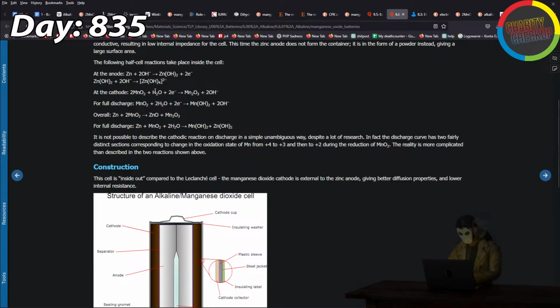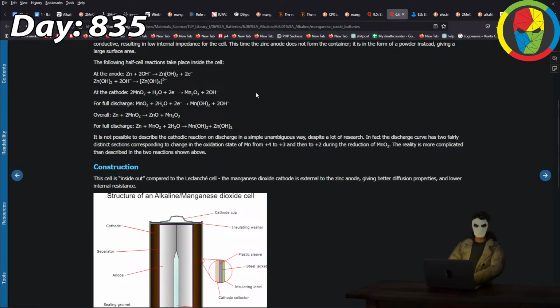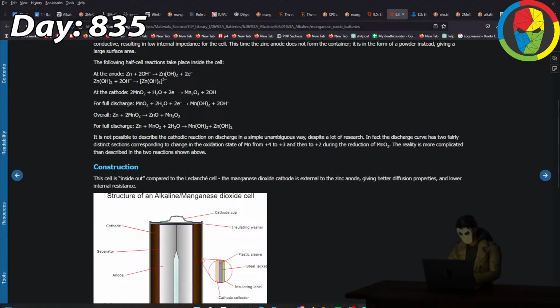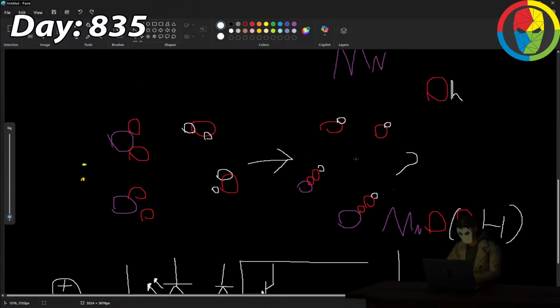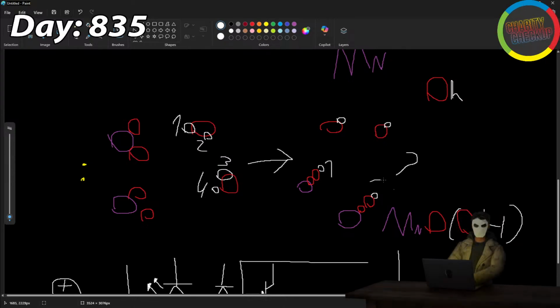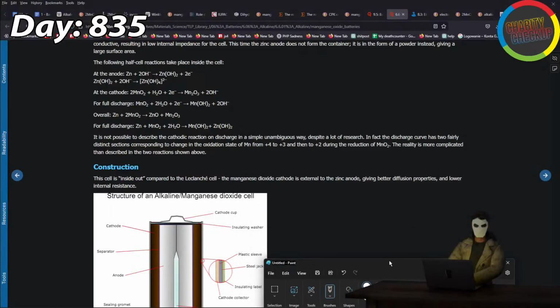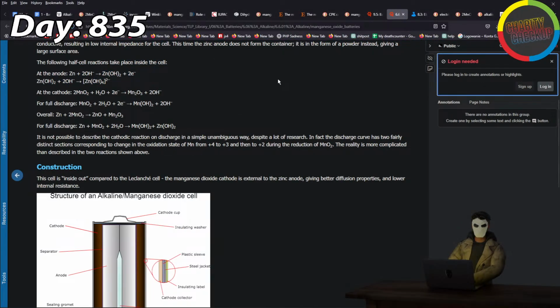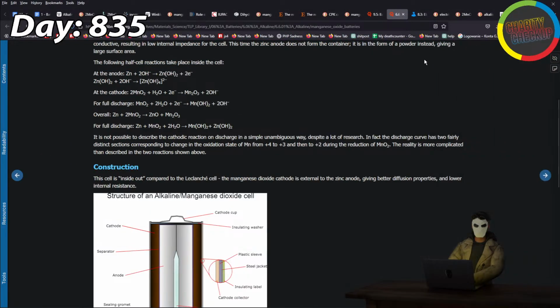Two hydrogens. Two hydrogens. One, two, three, four. When you double it, so in this case we're doing this. Oh, because for full discharge, I'm an idiot. I didn't read ahead. I have a habit of not reading ahead.